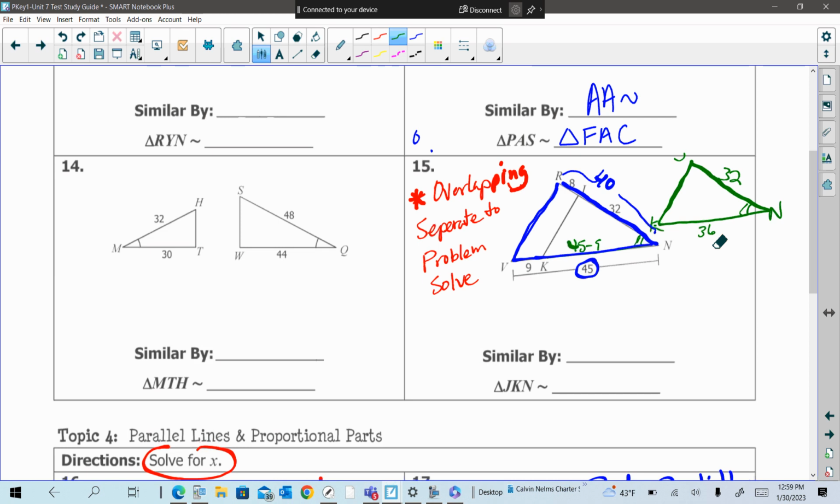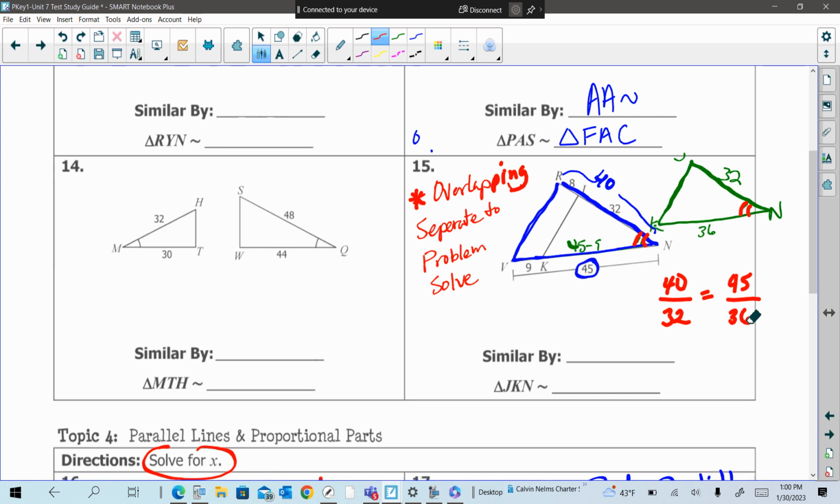So I know they share the angle N. That's why I have a double arc here. That's the shared angle. So all I need to do is check the sides. This whole side 40 should correspond to the 32. And then I want to check, does this whole side 45 is it proportional with the 36?